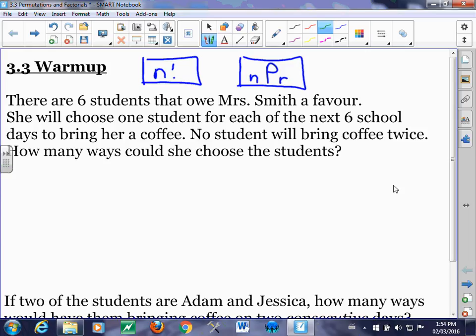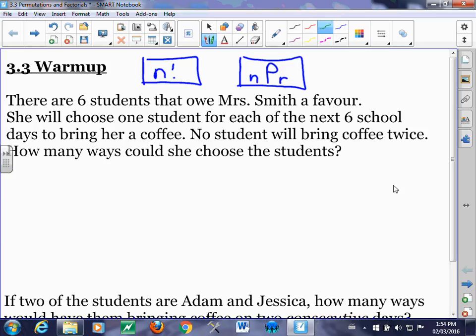All right, let's take a look at the first example here. If there are 6 students who owe Miss Smith a favor, she will choose one student for each of the next 6 school days to bring her a coffee. Okay, and it says no student will bring her coffee twice. How many ways could she choose the students?